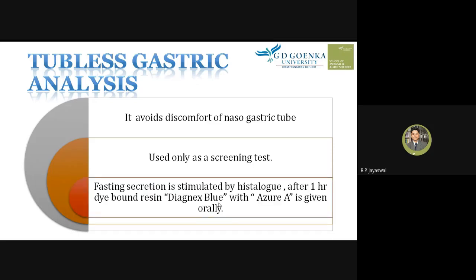Fasting secretion is stimulated by histolog. After 1 hour, a dye-bound resin, Diagnex blue, is given orally along with azure A. So the complex of these two is given orally, okay.